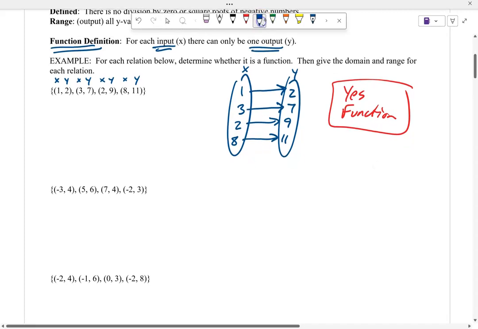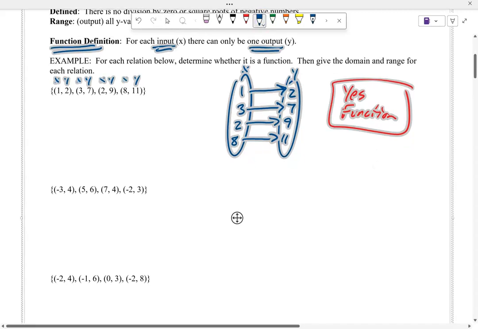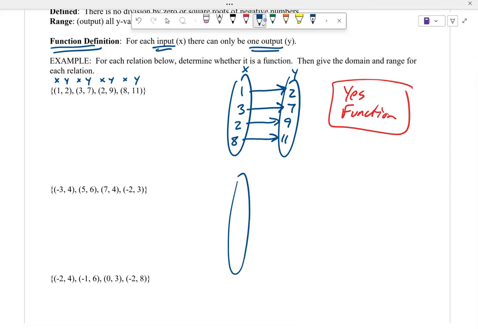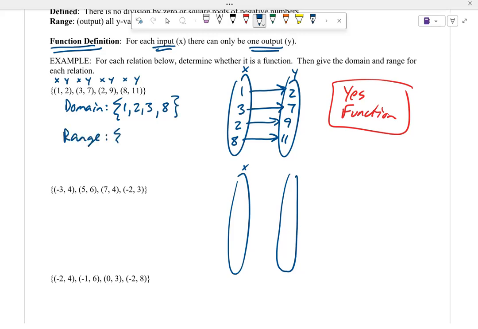Let's try it for this next set of ordered pairs here. And by the way, my domain on this last one is the set of all x values. So it would be 1, 2, 3, and 8, which are all my x values. My range is all those y values: 2, 7, 9, and 11.